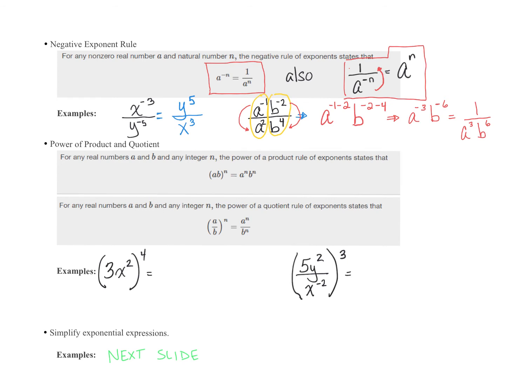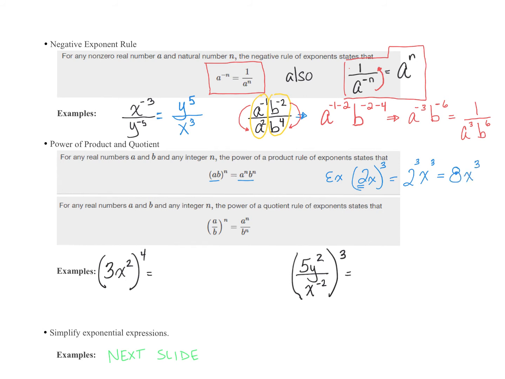The last two rules say, if you're going to raise a product to a power, you're going to raise each piece of that product to that power. So a quick example would be 2x cubed would be 2 cubed x cubed. It's very, very common to forget to raise the coefficient to a power. In this case, 2 cubed is 8, so we get 8x cubed.